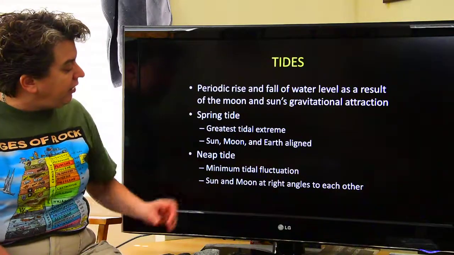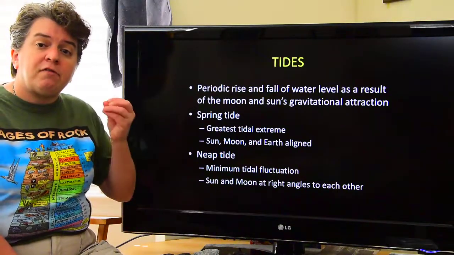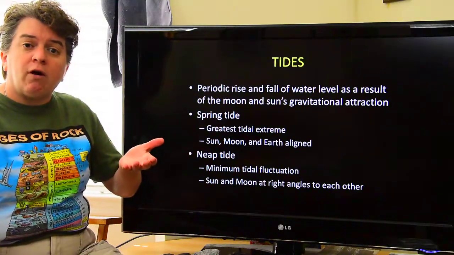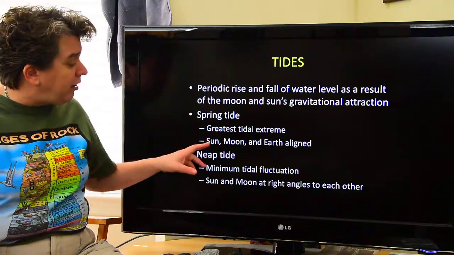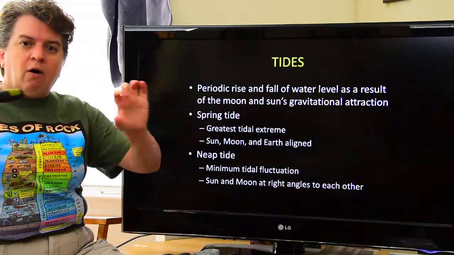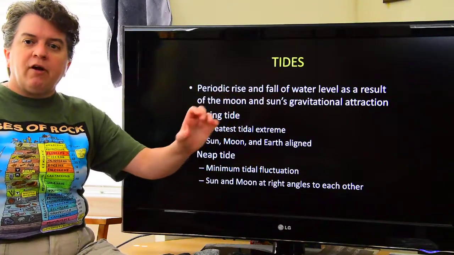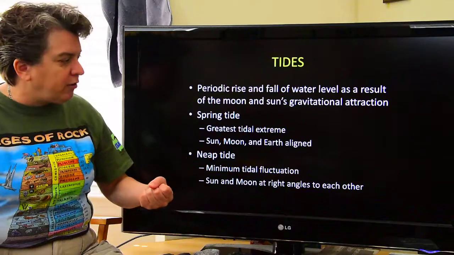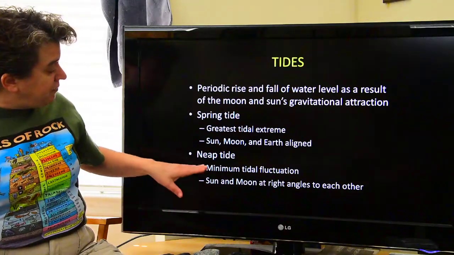The spring tide is when we have the greatest tidal extreme, meaning the biggest difference between water level at high tide and low tide. And this occurs because the sun, the moon, and the earth are all in a line with each other. So the moon and sun are helping pull the water towards themselves.